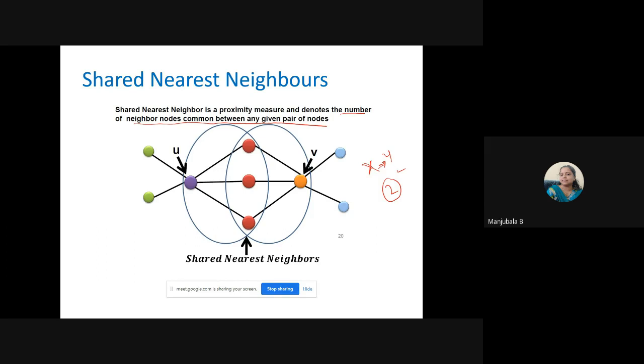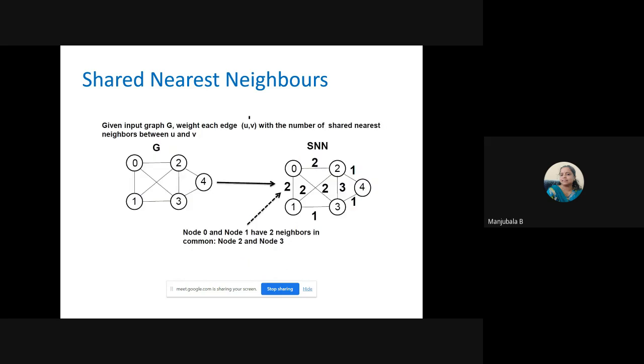Now let us take a simple graph and see how to convert it into an SNN graph. Suppose we have an input graph G, where every edge UV has some weight given. How do we find the number of shared nearest neighbors of U and V? This is the graph G, and this is the SNN graph that you have to construct from G. Now see, we keep the same vertices: 0, 2, 1, 3, 4.